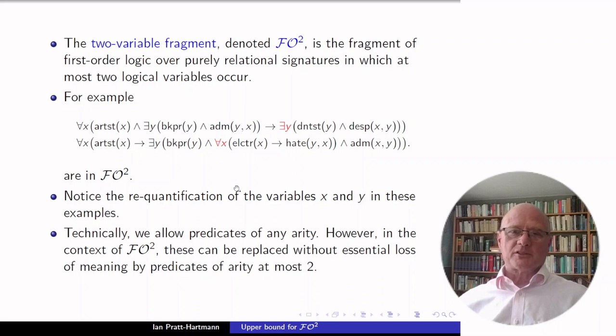Technically, we shall allow predicates of any arity, including arity greater than 2. However, in the context of FO2, these can all be replaced without essential loss of meaning by predicates of arity at most 2, so I'll assume all predicates are either one place, unary, or two place, binary. We don't need to worry about zero place predicates, that is propositional letters, because we can just guess their truth values.